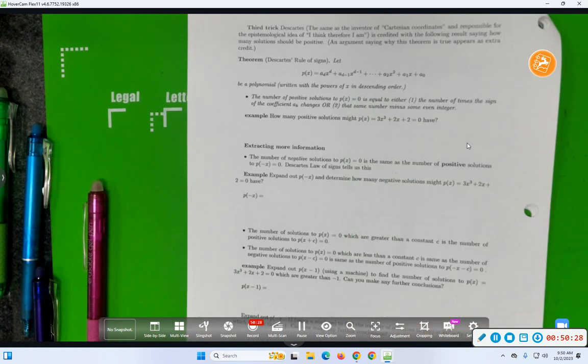The law of signs is one last trick. Here's all it tells you. It tells you how many positive or negative roots to expect. If you look at the coefficients, you can say something like, well, I know there must be either 5 or 3 or 1 positive root to this polynomial.